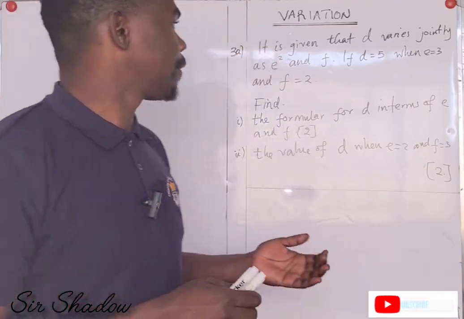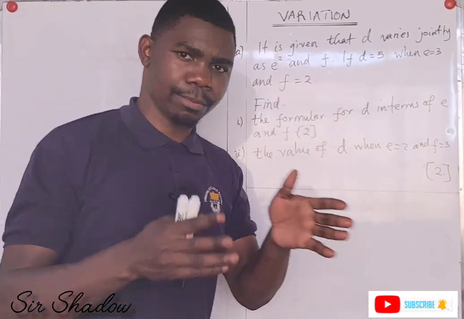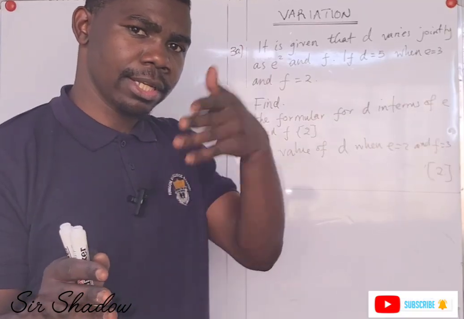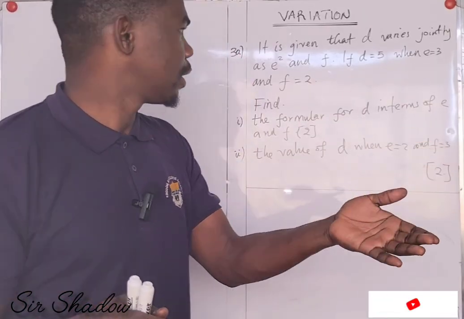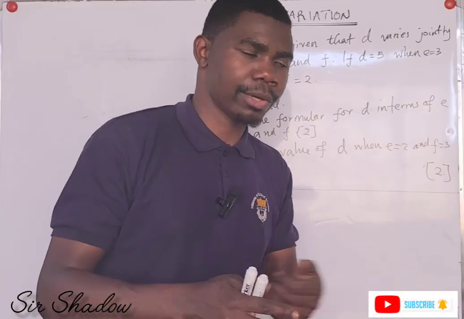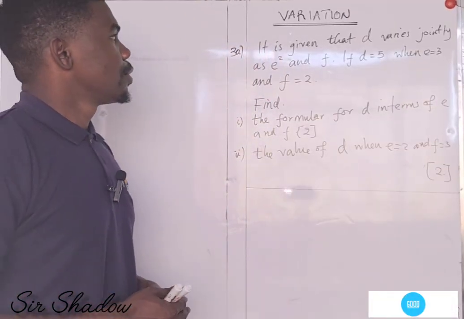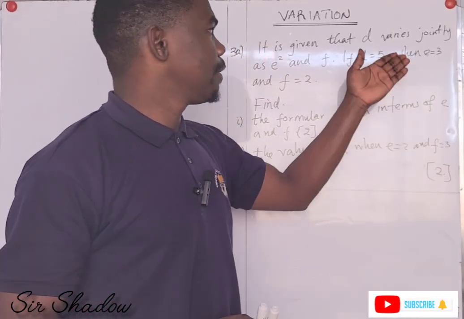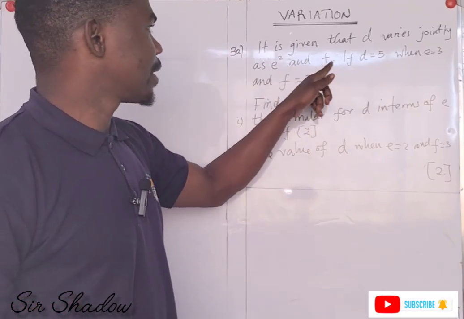All right, which is different from dealing with direct variation. Direct variation is two variables, then the third variable will be a constant. Then inverse, two variables, and the third variable will be a constant. So it is given that D varies jointly as E squared and F.